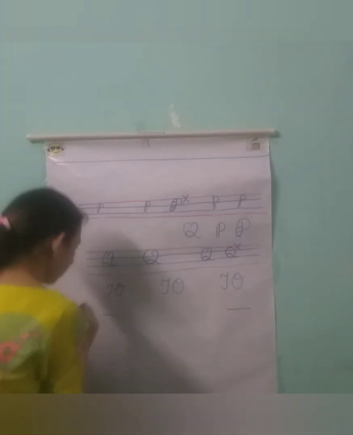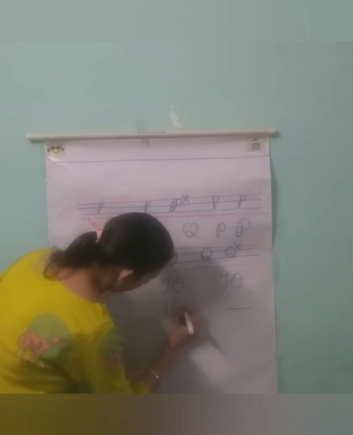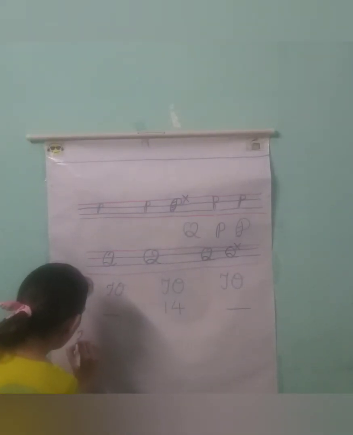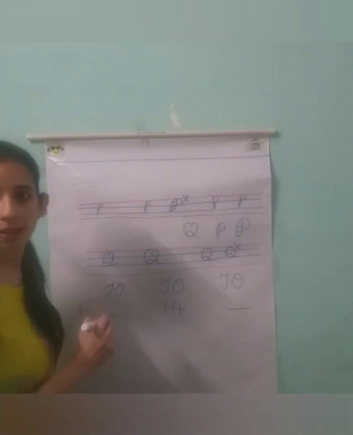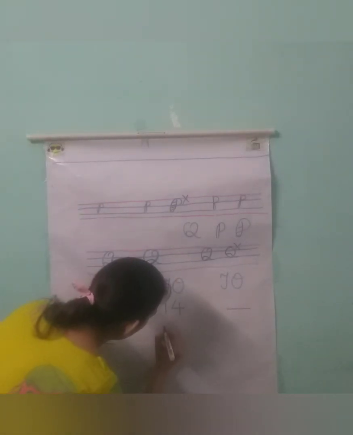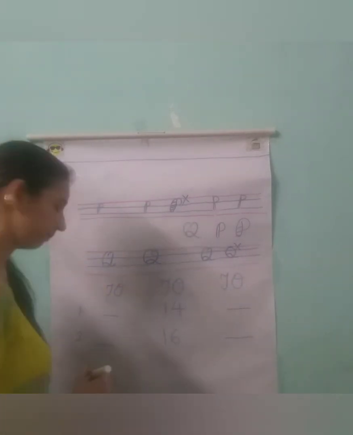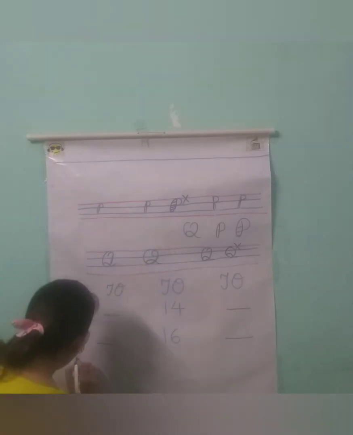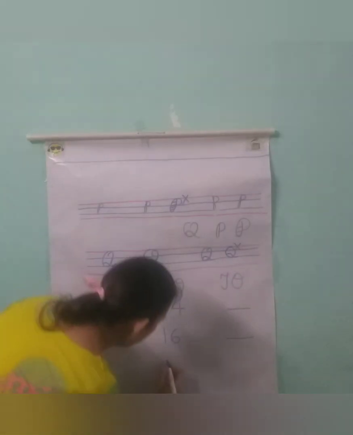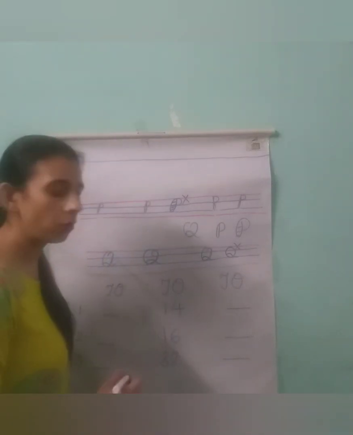Put numbers. So here we will write 14. This you have already done. Okay, now number 2. Can you see this? Okay, now underline this. Here we will write 16 and underline. Okay, children? Now number 3, underline. Here we can write 32 and underline. Okay children.